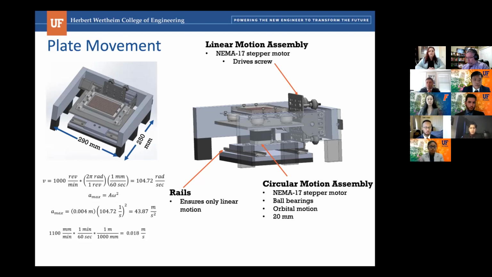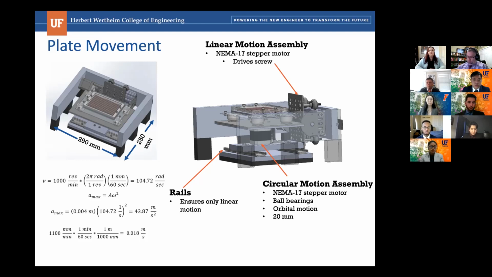The way we did this, we had the stepper motor rotating, and as it increased in motion, we had the ball bearings that allowed the well plates to be in motion, which would create the orbital motion that we desired. From this, we utilize both linear motion in conjunction with the circular motion to accomplish the double orbital motion that is desired. And we utilize a 20 millimeter diameter for the orbital motion.